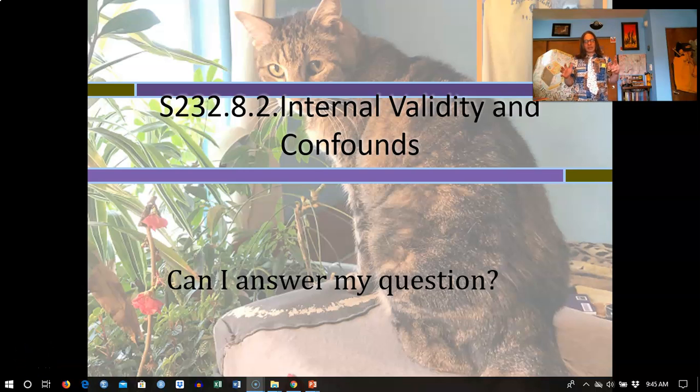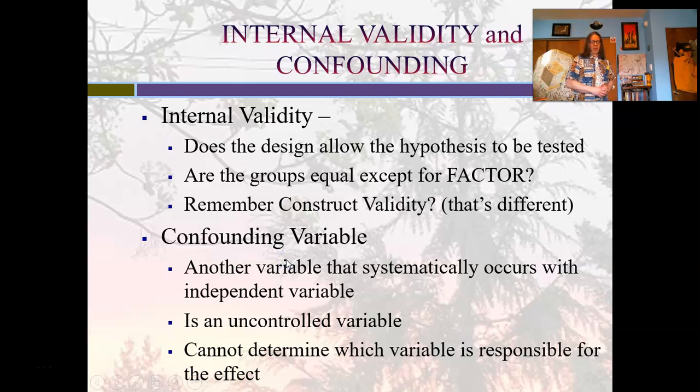Okay, so the second video is about internal validity and confounds. This is such an important issue in experimentation that we didn't address yet in the course. So remember internal validity, the definition we introduced a while ago. Does the design allow you to test the hypothesis that you presented? Boy, that doesn't make a lot of sense to me either. Just a bunch of words. So let's see if we can help you understand that.